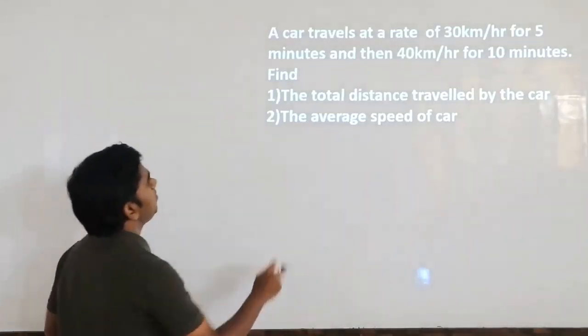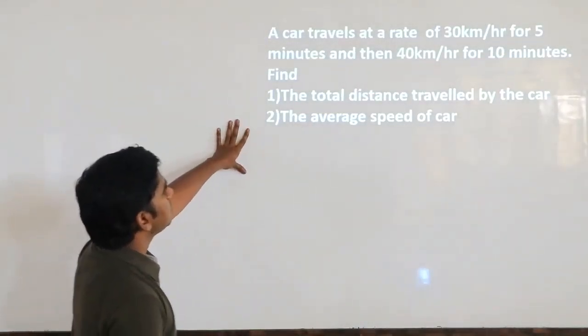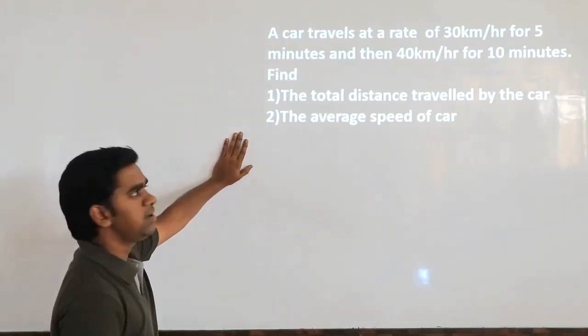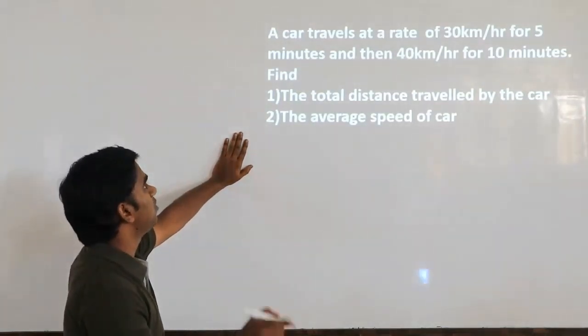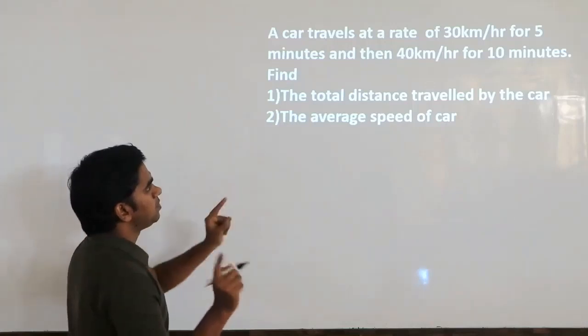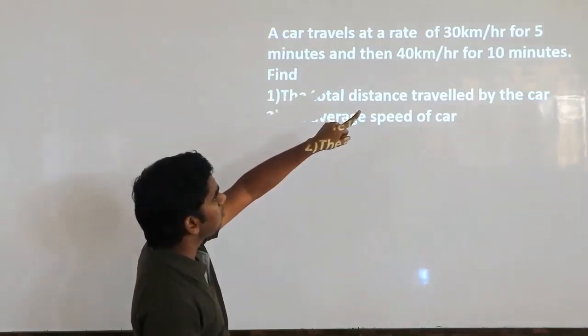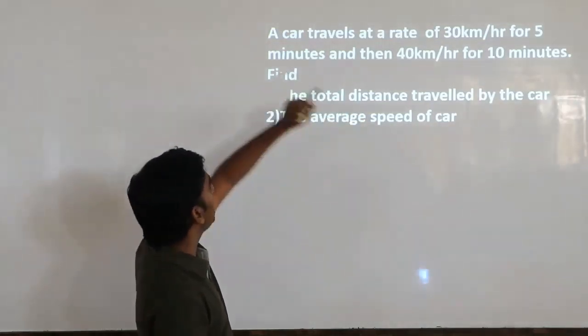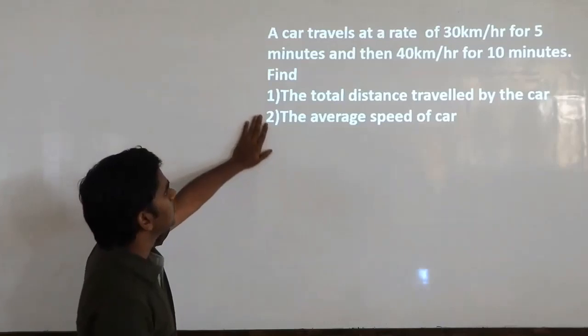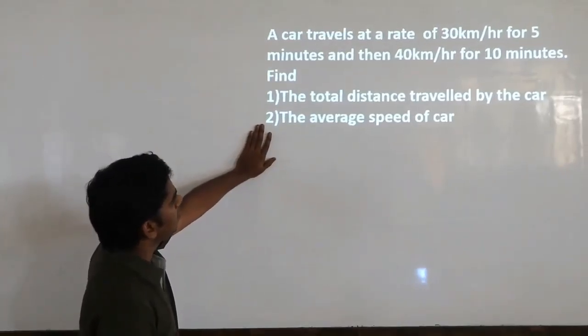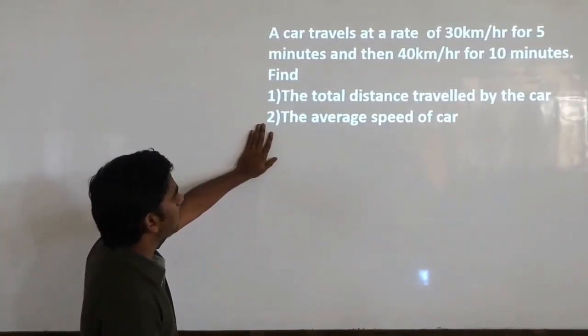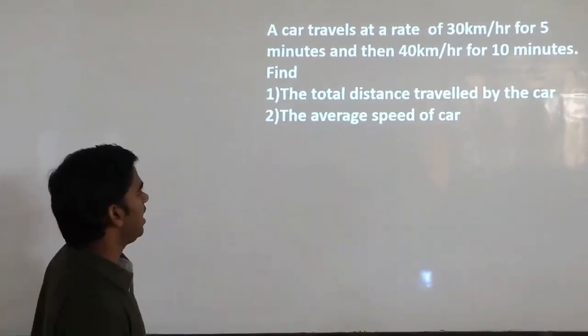So next problem, a car travels at a rate of 30 km per hour for 5 minutes. Please note down here what is your rate, traveling rate or velocity? 30 km per hour, but time given is in minutes. Then 40 km per hour for 10 minutes. Find the total distance traveled by the car and the average speed of the car.